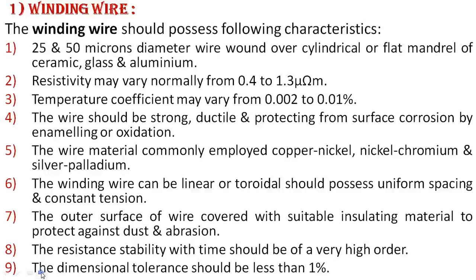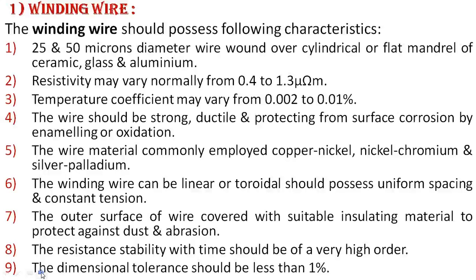Fourth, the wire should be strong and ductile, and protected from surface corrosion by enameling and oxidation. Fifth, the wire materials commonly employed are copper, nickel, chromium, silver, and palladium. Sixth, the winding can be linear or toroidal, and should possess uniform spacing or constant tension. Seventh, the outer surface of the wire is covered with suitable insulating material to protect against dust and abrasion. Eighth, the resistance stability with time should be of a very high order. The dimensional tolerance should be less than 1%. These are the characteristics required of the winding wire for giving the desired resistance or output voltage of the transducer.